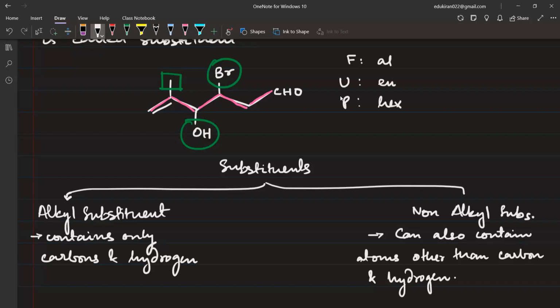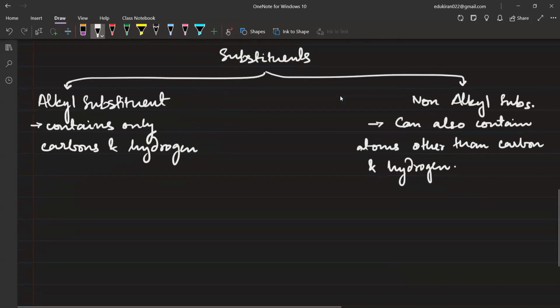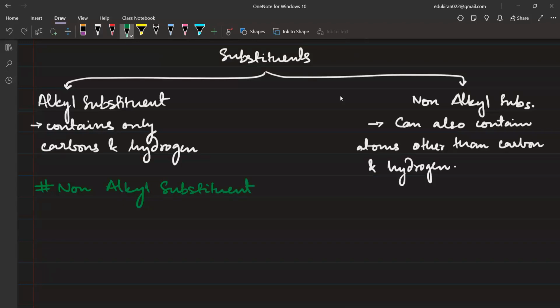That is also a big list. Or else, let's do one thing: let's look at the non-alkyl first because it is a small list. Then we will look at the alkyl substituent, which is a big list. First of all, you are going to write non-alkyl substituents. In non-alkyl substituent, you have substituent in the list of functional group.